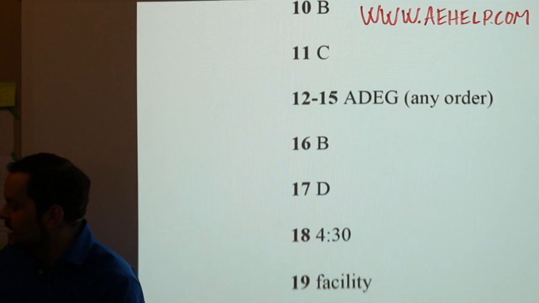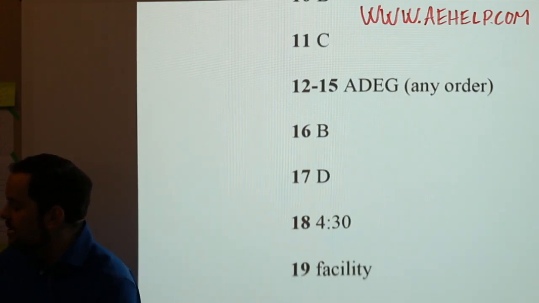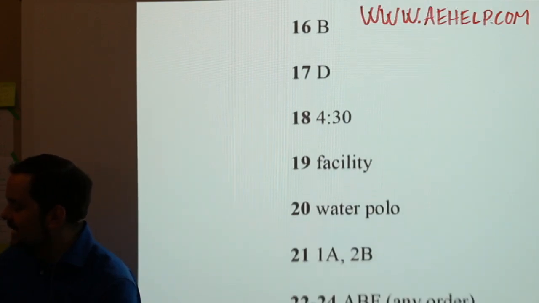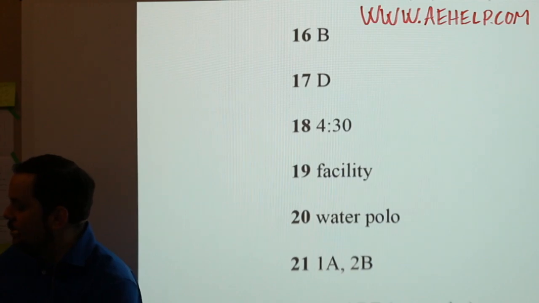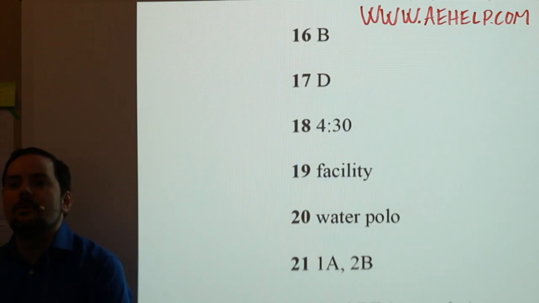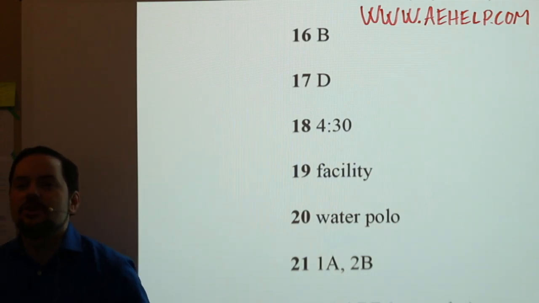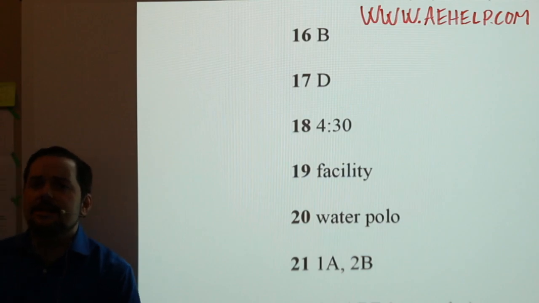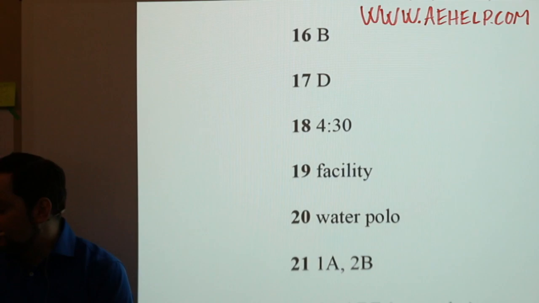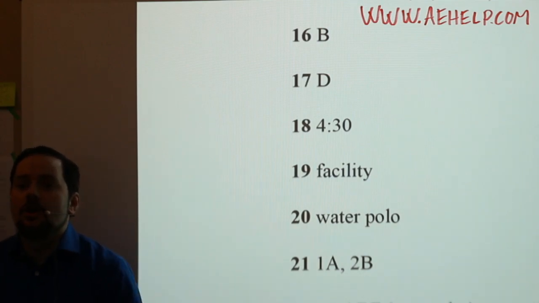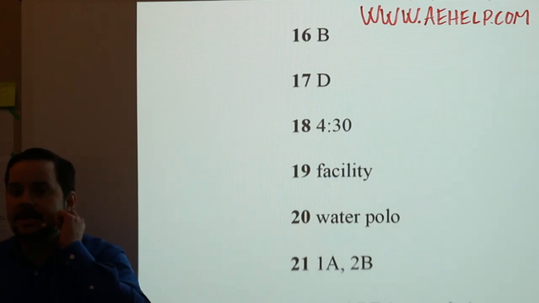So I just wanted to give you the answers here. So number 11 is C. 12 to 15 is A, D, E, G, any order. 16 was B. 17 was D. 18 was 4:30. 19 is facility, and 20 is water polo. Just make sure that you have the spelling correct for these as well. Okay. So that is listening section part 2.